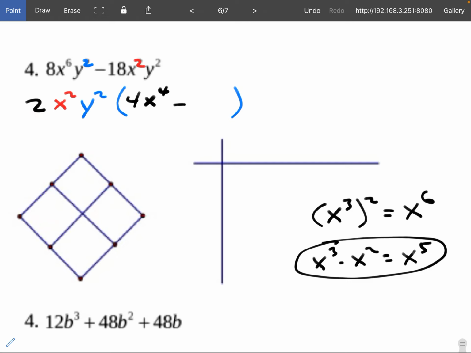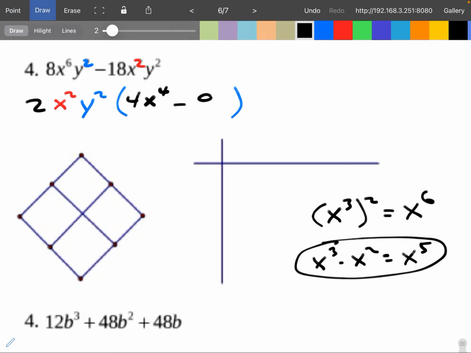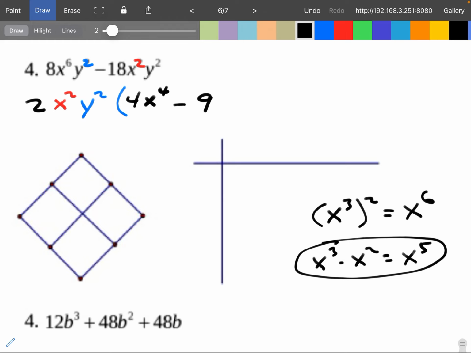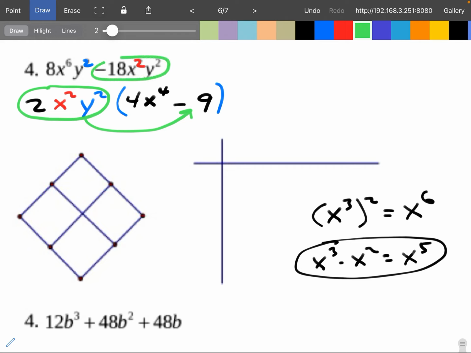And then you would have minus. Well, then you'd have 2 times what would give you 18? 9. Good. And that's all you need on that one, right? I guess I can move this parenthesis a little bit here. Again, if you're not sure if you did it right, just redistribute the thing. So if you did 2x squared y squared times negative 9, that would give you negative 18 x squared y squared, which is this right here. So you know you did it correct.